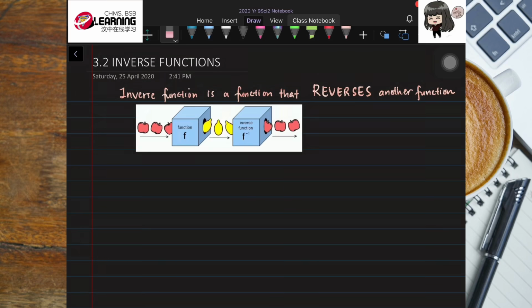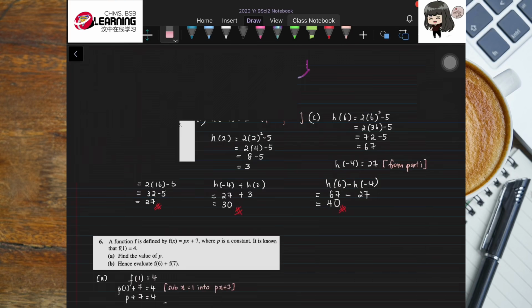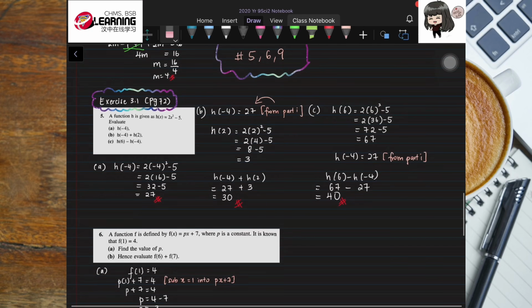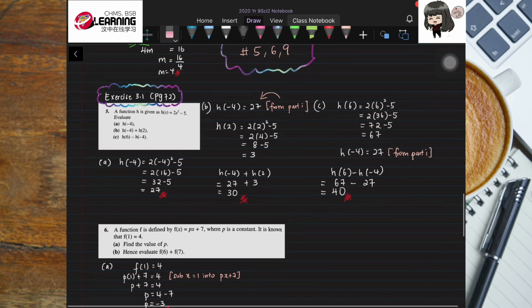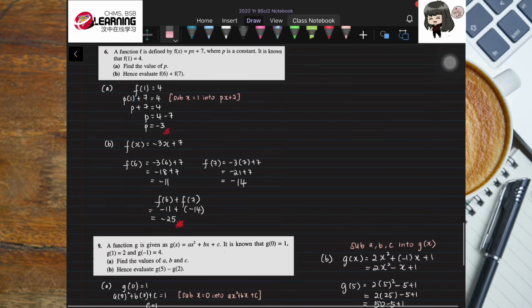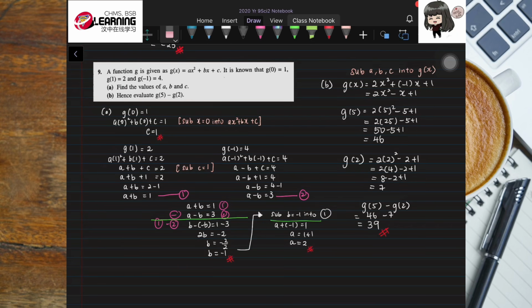So last week we learned the introduction of function, and I asked you to do questions 5, 6, and 9. Please check your answer and tick it by your own. The answer for number 5 is here, number 6 is here, and number 9. Please check your answer and mark by yourself. And if you don't understand, you can always personal text me and I will answer your question.